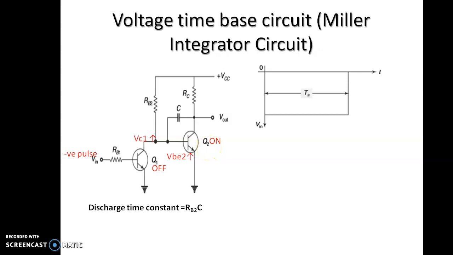As Q2 conducts, the Vout, that is the output voltage, begins to decrease. Because in the initial case, we have seen the transistor Q2 is off and the output is at the VCC level, whereas now the transistor Q2 is on and this output level will begin to decrease. Since the capacitor is connected to the base of the transistor Q2, the rate of decrease of this output voltage is controlled by the rate of discharge of the capacitor C.